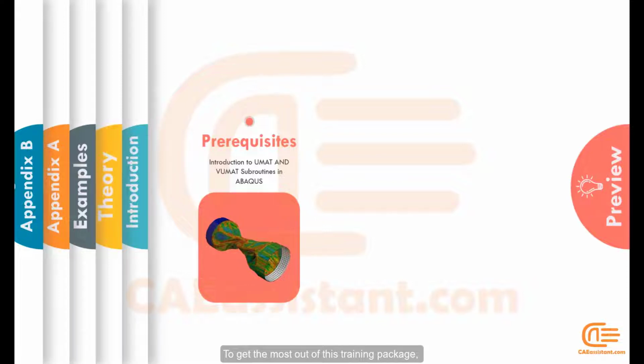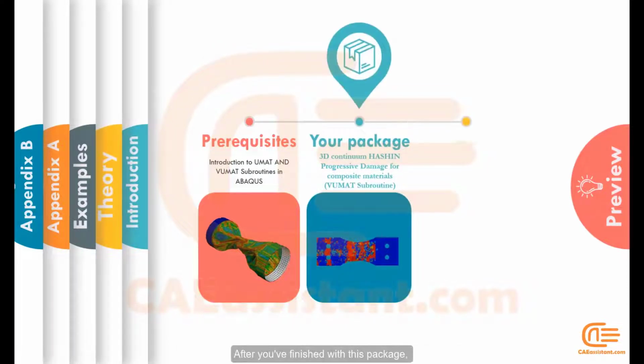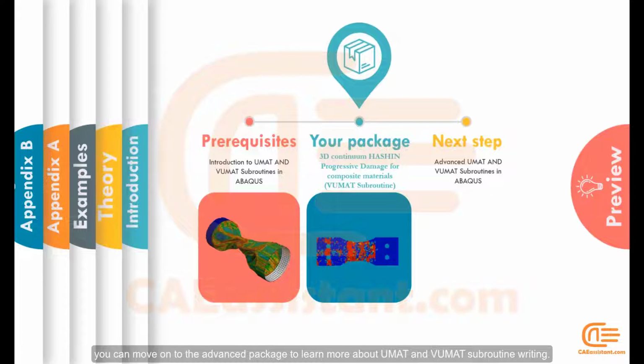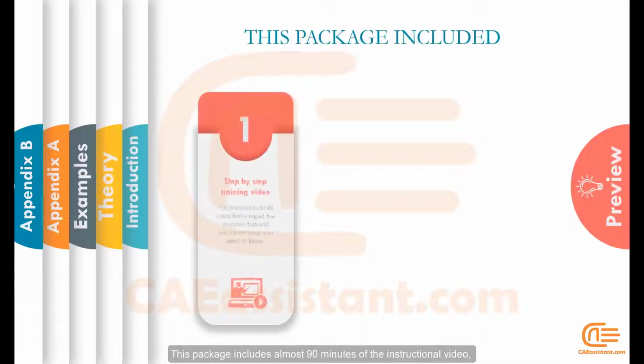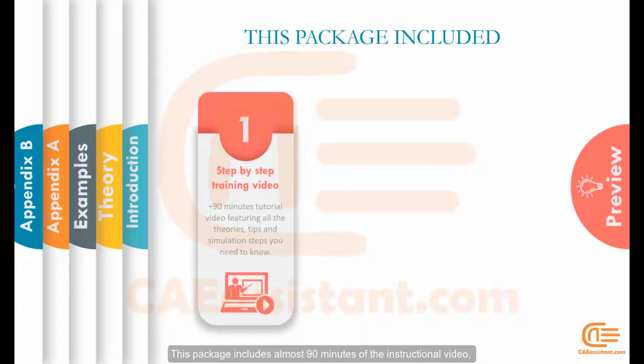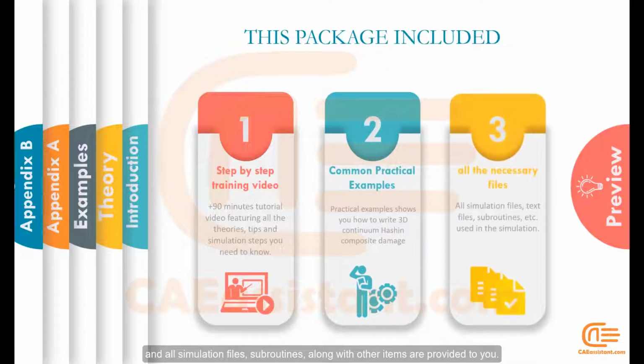To get the most out of this training package, you should first go through the introduction to UMAT and VUMAT subroutine and Abaqus training program, which is available on the website. After you've finished with this package, you can move on to the advanced package to learn more about UMAT and VUMAT subroutine writing. This package includes almost 90 minutes of introductory video, which includes simulation-related items, tips, and information, as well as practical examples for writing these subroutines. And all simulation files, subroutines, along with other items are provided to you.